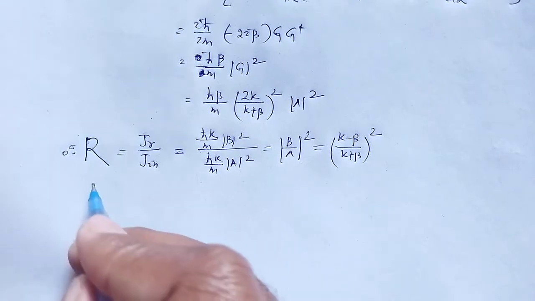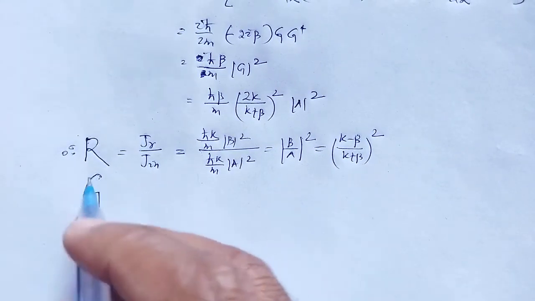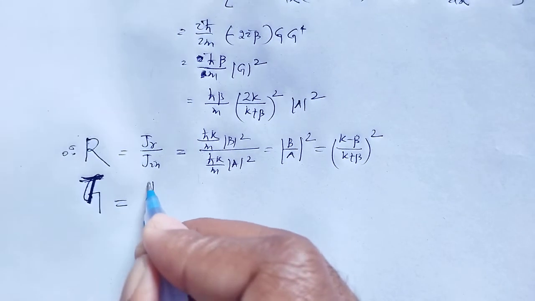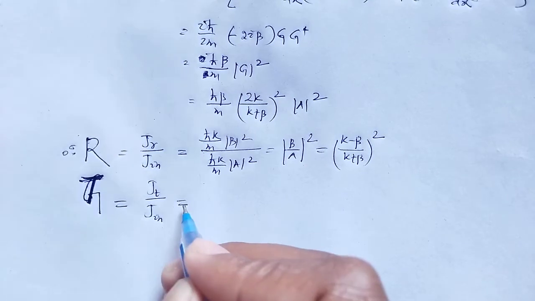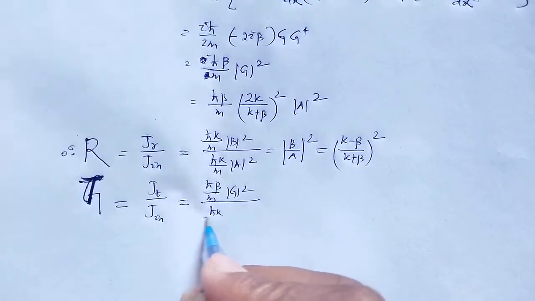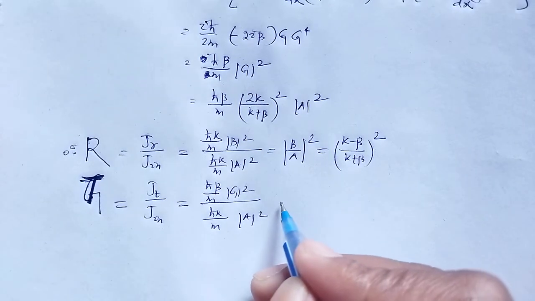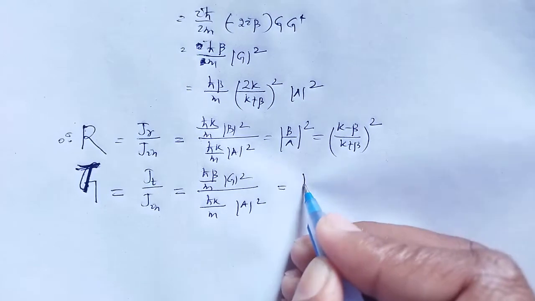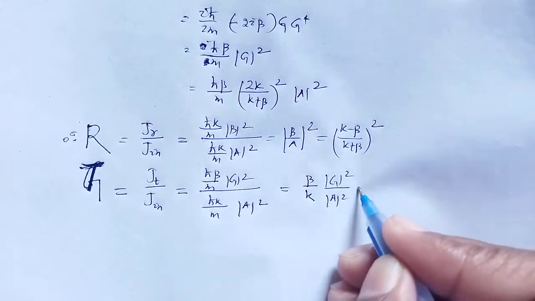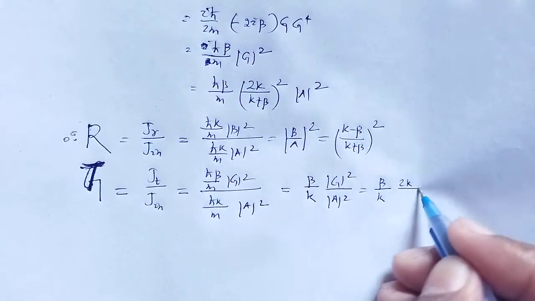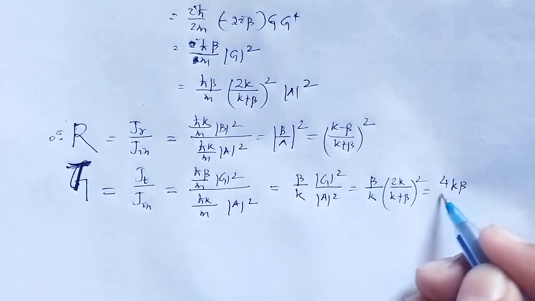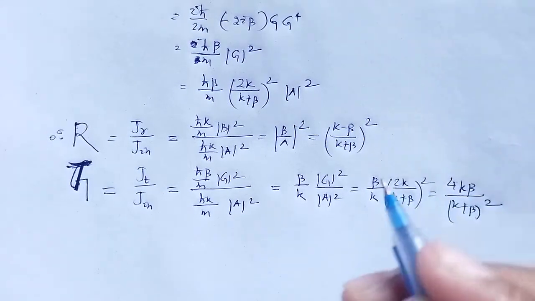Again, the transmittance or transmittivity, that is T, is equal to J_t / J_in, that is (ħβ/m |g|²)/(ħk/m |a|²), that is (β/k)|g|²/|a|², that is (β/k) · 2k/(k + β) squared, that is 4kβ/(k + β)².